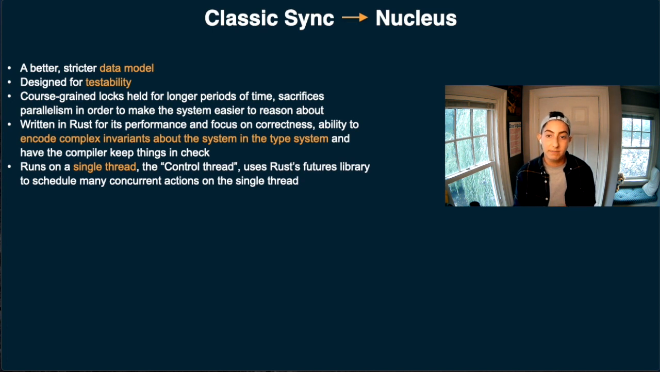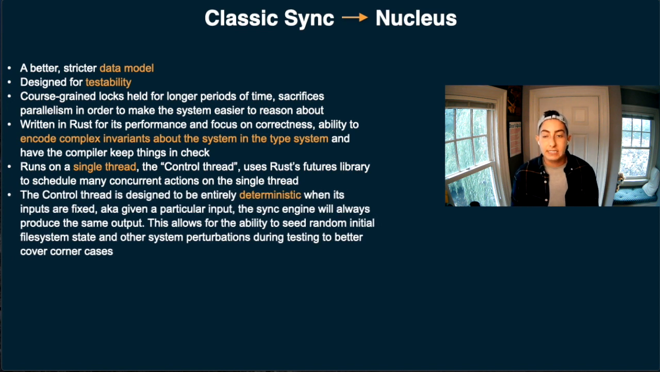It runs on a single thread, the control thread, and it uses Rust's futures library to schedule many concurrent actions on the single thread. So again, this is similar to what we were talking about before, that there were some sacrifices made. They sacrificed some parallelism in order to have this single thread, to have things happen sequentially rather than all at the same time. And this was important to them because it's easier for an engineer to work on something where there's one thread managing things, rather than never knowing what might be accessing the same data at the same time.